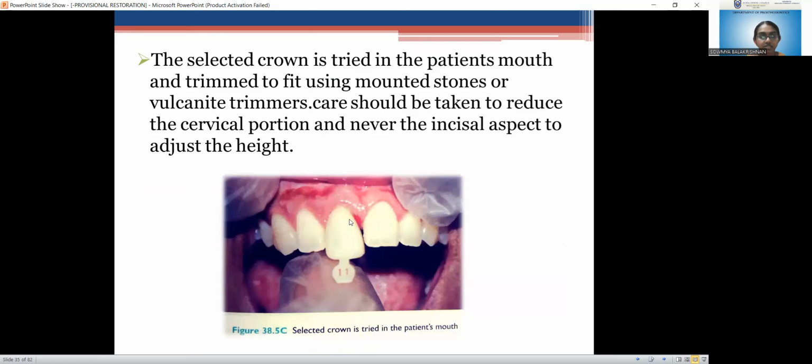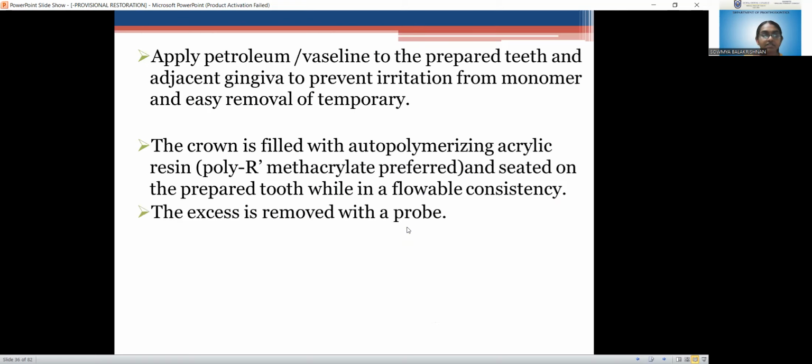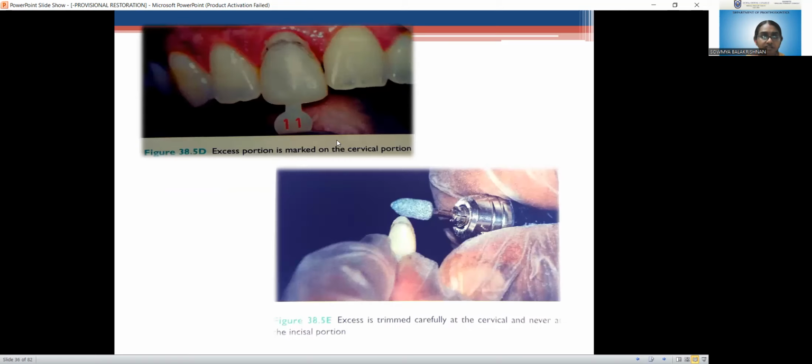After selecting the crown, it is tried inside the patient's mouth. After trying, we understood that the incisal length is more. When the incisal length is more, never reduce from the incisal aspect, because the excess portion is to be reduced from the cervical aspect. The excess portion is marked on the cervical portion and trimmed carefully at the cervical part. That is the importance: never trim the incisal portion.